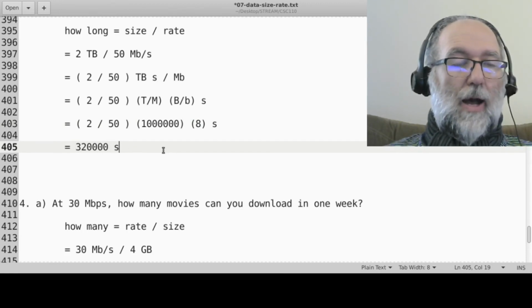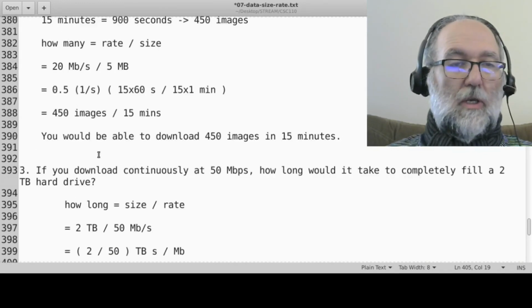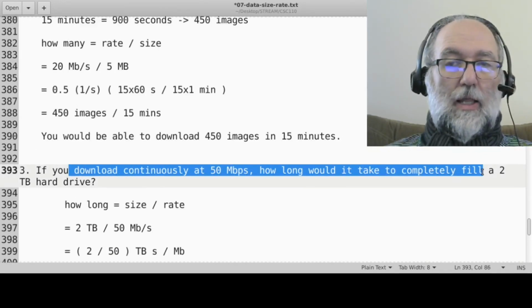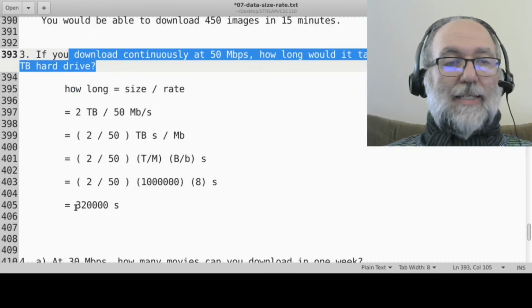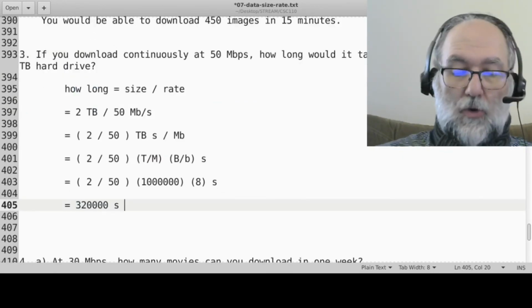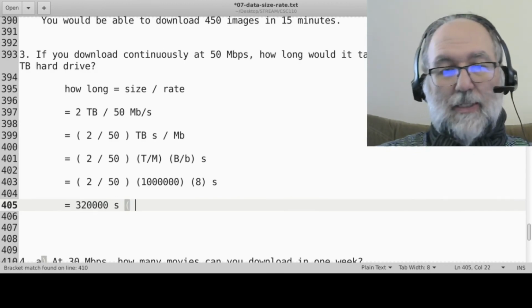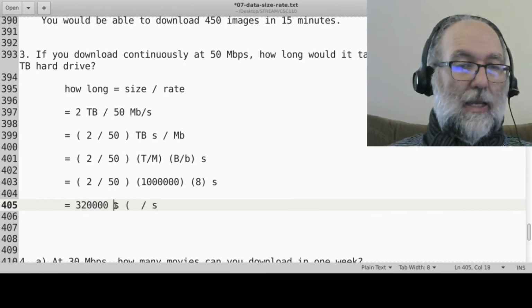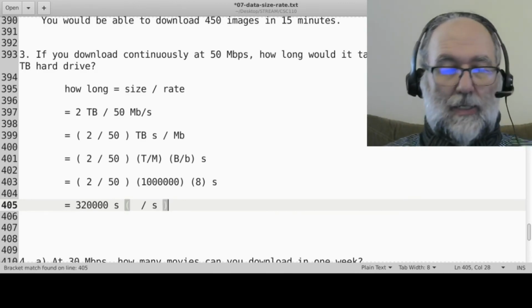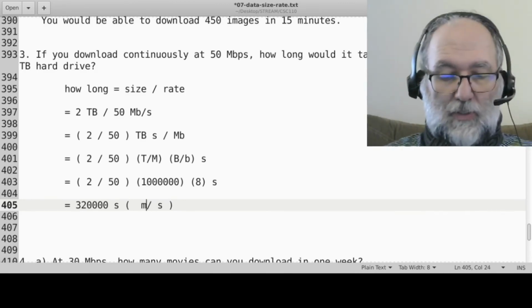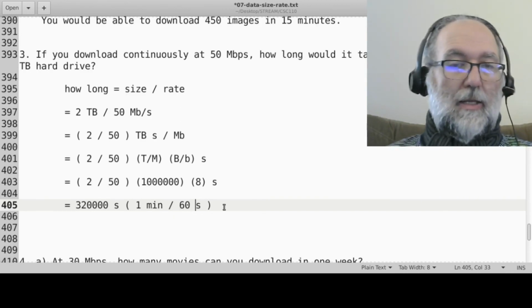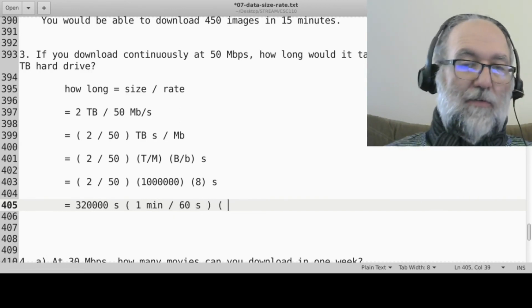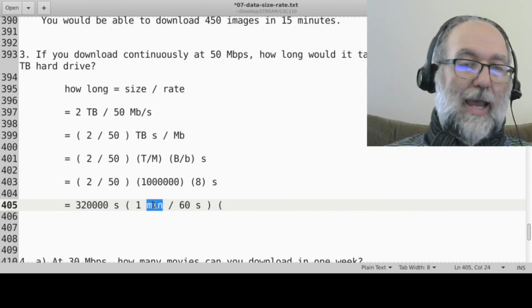Now, the question was, if you download continuously, how long would it take to completely fill a 2 terabyte drive? That's how many seconds, but seconds are annoying. So let's convert it first to minutes. Here we have seconds in the numerator, so we want seconds in the denominator, and we want to convert it to minutes first. 1 minute is 60 seconds. Then we want to go from minutes to hours, because this is going to be more than an hour.